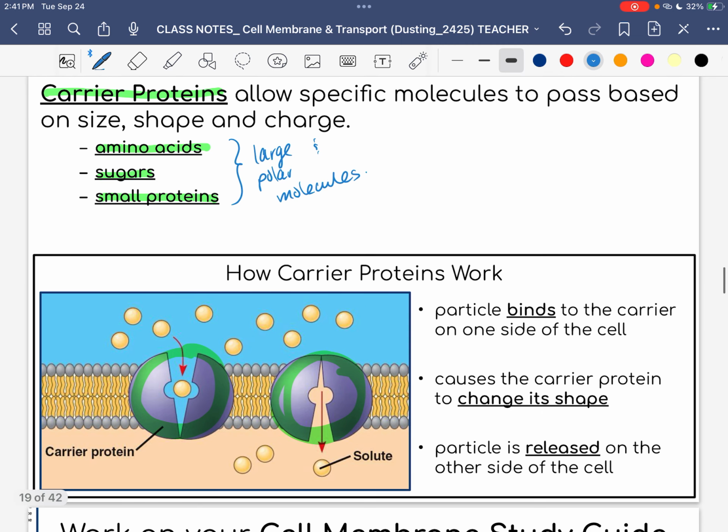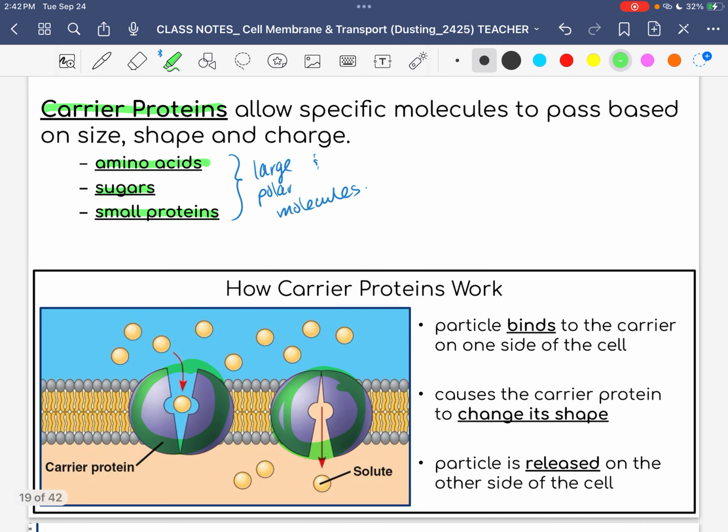Okay, so how does this work? Particles will bind, they will stick into the carrier protein on one side of the cell. That's going to cause the protein to change its shape. And then the particle will be released on the other side of the cell. And then the process just repeats. It goes back to here, and we start that process again. And the cycle continues.